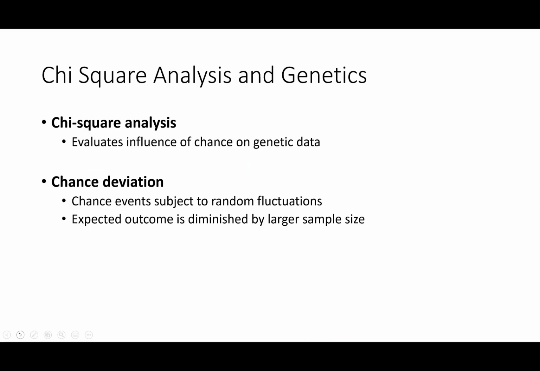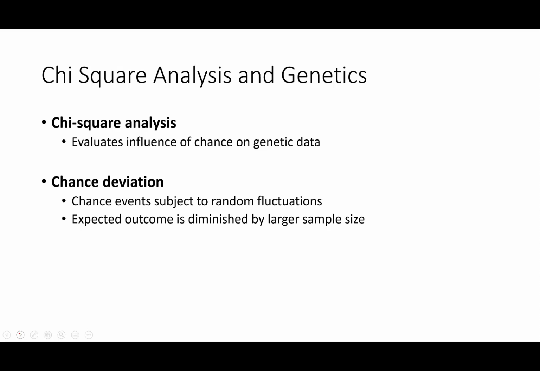Okay, the next probability aspect that we want to talk about is the chi-square analysis. We use chi-square analysis a lot in Mendelian genetics. We also use it in population genetics. And what a chi-square analysis is, we're evaluating the influence of chance on genetic data. So are the results that we're getting, did we just get those results by chance, or are they actually what we expected? We take what is observed and we compare it to what we would expect given a probability state.